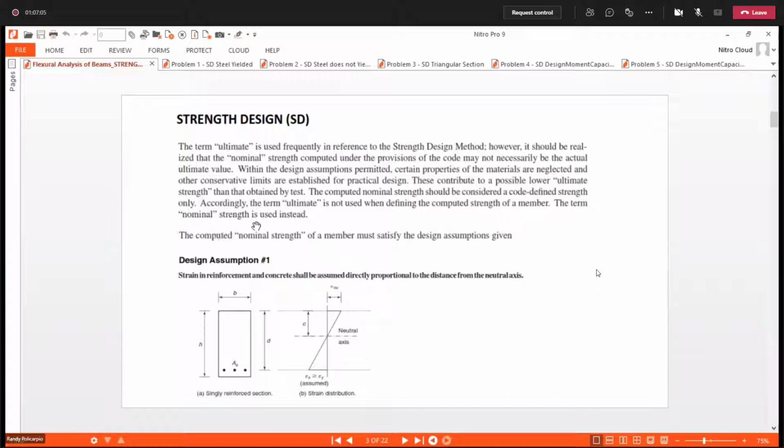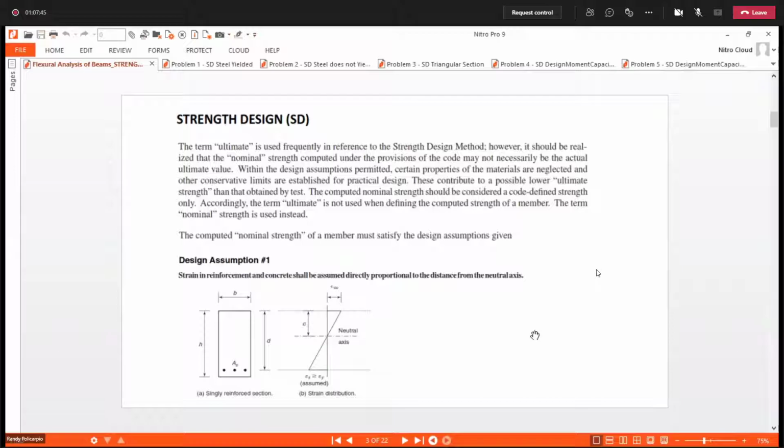The term nominal strength is used instead. So when we're talking of the strength of a reinforced concrete member, we are referring to the nominal strength, and the nominal is code-based. So that is not comparable to our test, and it is always lower than what is obtained from test. So for you to realize what a strength design is.